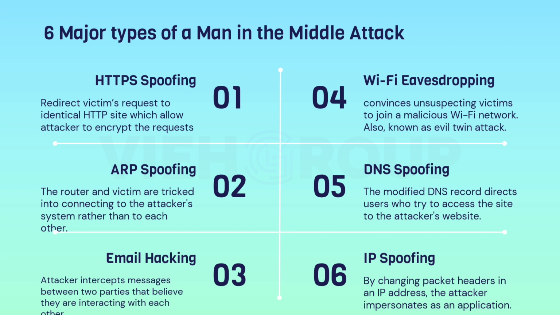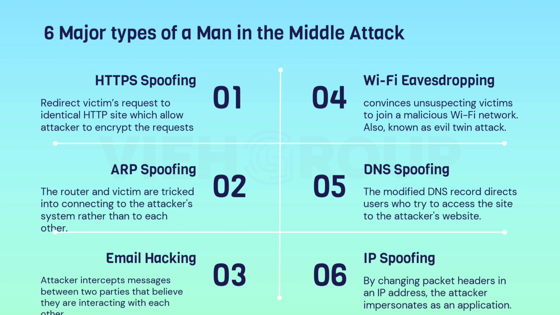HTTPS spoofing. In this, you will be directed to an HTTP site which helps the attacker to decrypt your requests and responses. ARP spoofing. In this, the router and victim are tricked into connecting to the attacker's system rather than to each other. Email hacking. Attacker intercepts messages between two parties that believe they are interacting with each other.